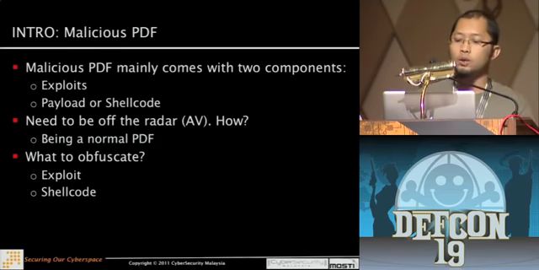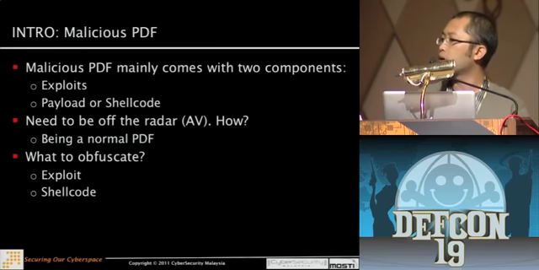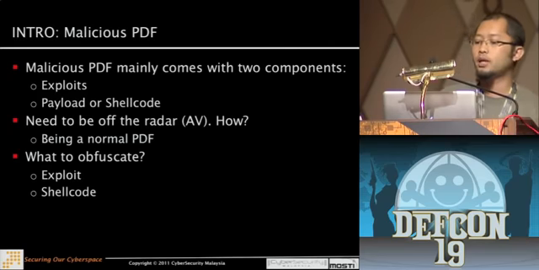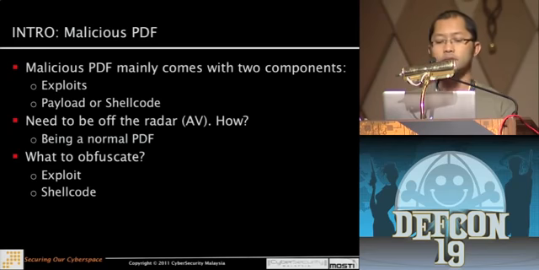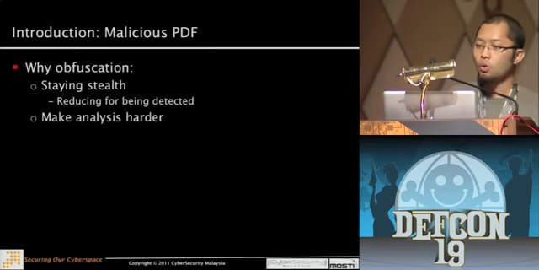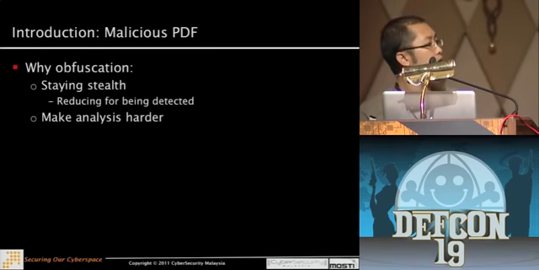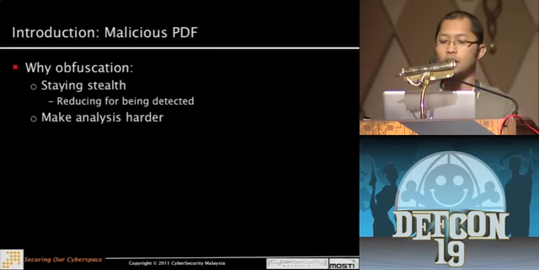Of course, what you want to obfuscate depends on what level you want to go. Normally, people just obfuscate the exploit, or people want to obfuscate the shellcode. But these two main components will need to be obfuscated, right? Why are you obfuscating this? Obviously, you want to stay stealthy, reducing the chance of being detected. And one of the things is to try to make analysis harder.